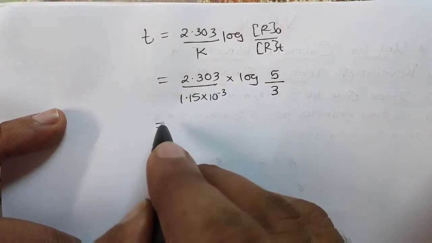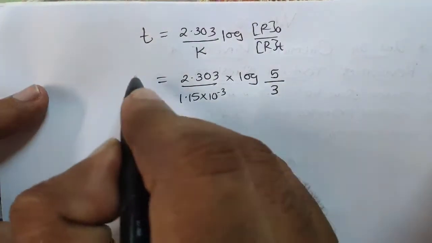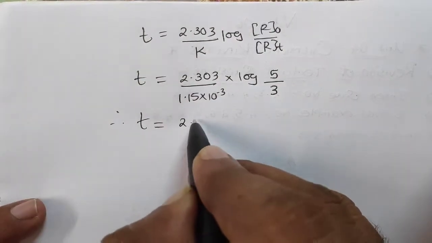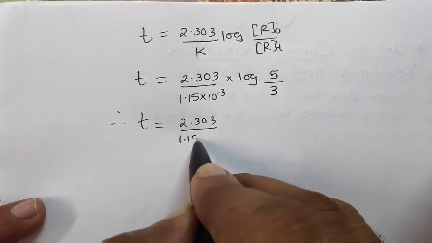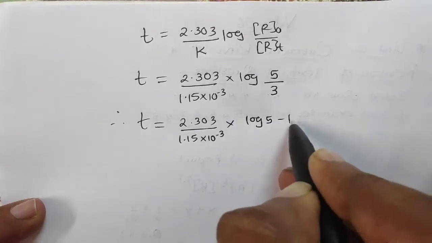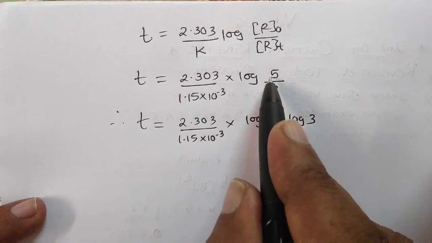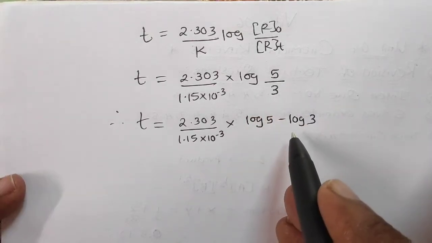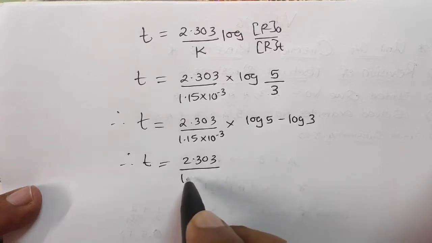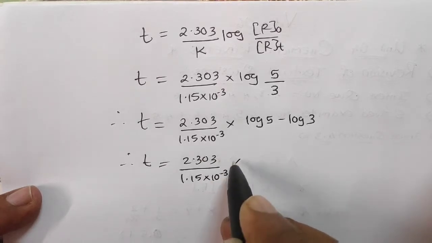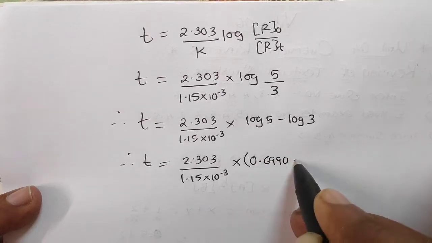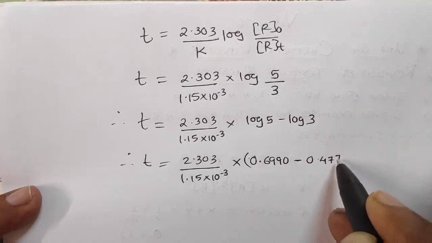Understood? Now the next part. So t is equal to 2.303 by 1.15 into 10 raised to minus 3 into log 5 minus log 3. Understood? Because division in log becomes subtraction. So therefore t will be equal to 2.303 by 1.15 into 10 raised to minus 3 into log 5 is 0.6990 minus log 3, which is 0.4771.